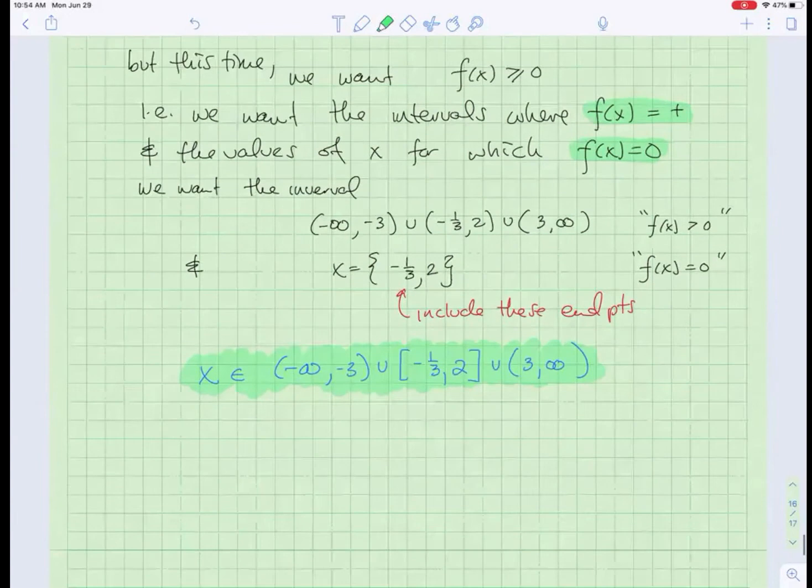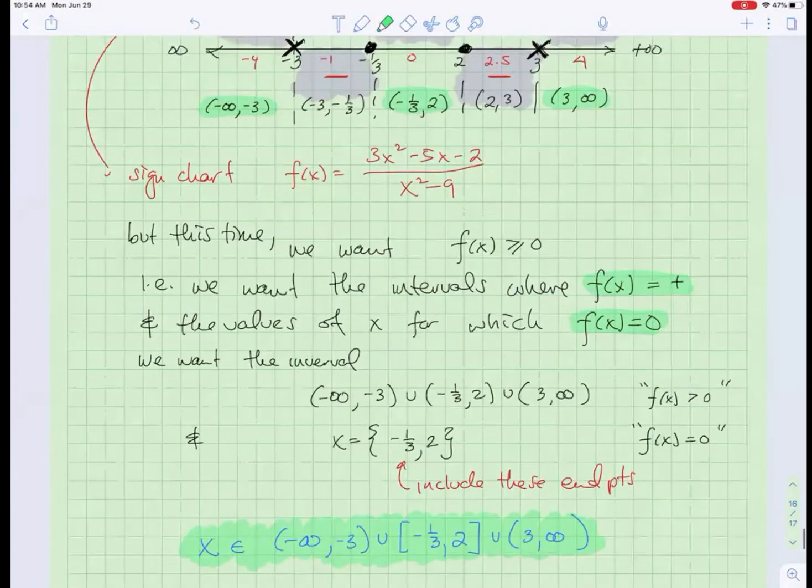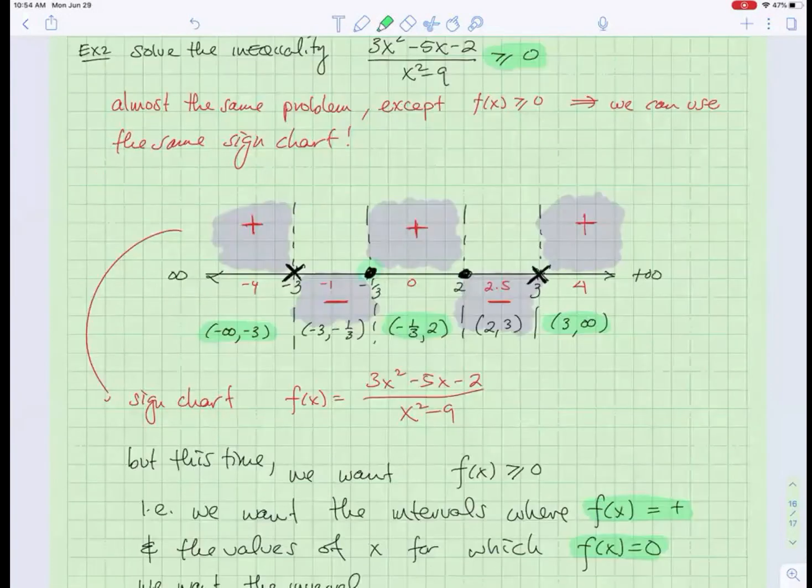When is it greater than or equal to 0? So it's based off the same sign chart. It just so happens that I had to choose a couple of values where it was equal to 0, and then I had to choose the other intervals where everything was positive.